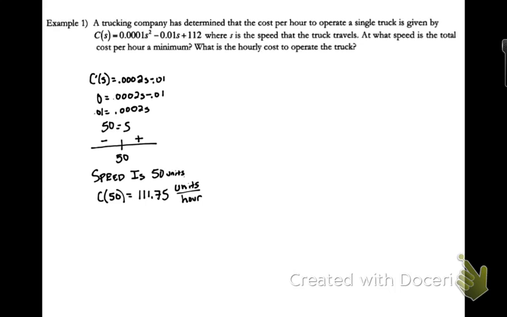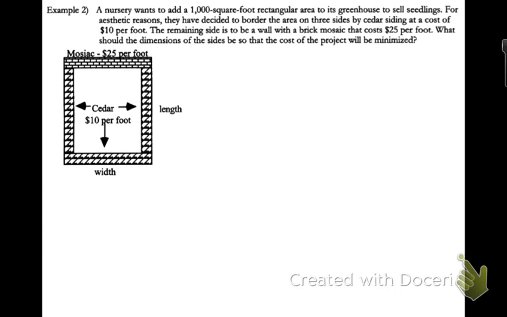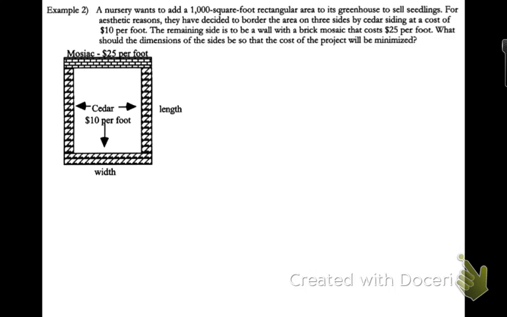Let's consider a second example. Here, someone wants to add 1,000 square feet of area to their greenhouse. So just immediately we know that length times width has to equal 1,000.